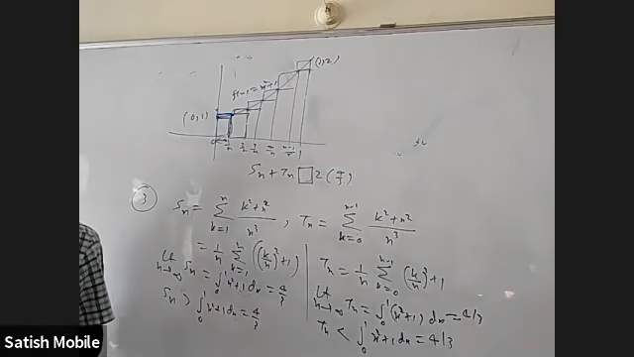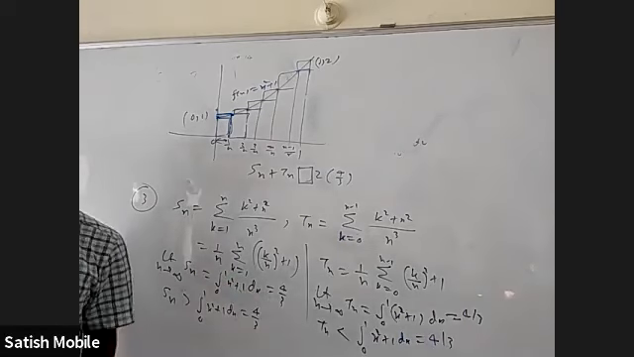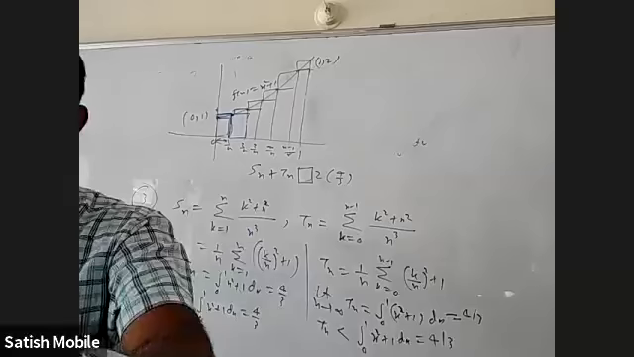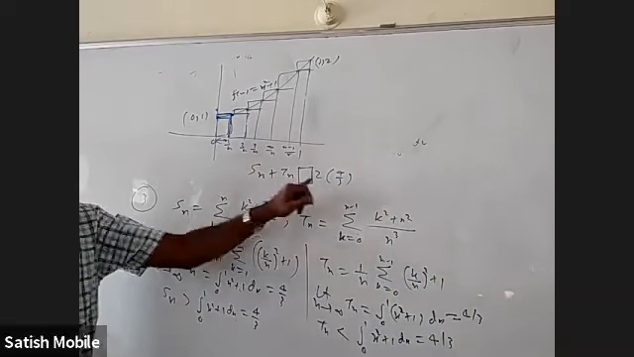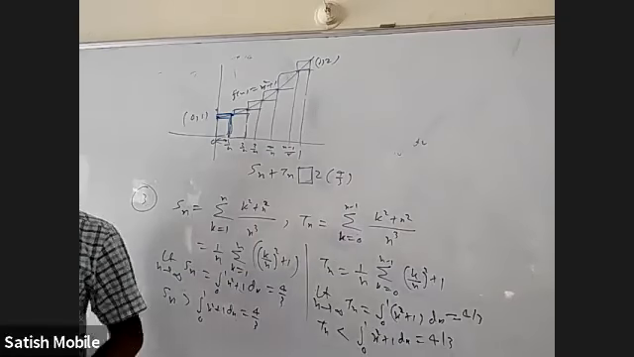If both are less than 4 by 3, the sum will be less than 4 by 3. If both are more than 4 by 3, the sum will be greater than 4 by 3. But here, one is less than and one is greater than, so the sum will be 2 times 4 by 3, more than that or less than that? I discussed something about this. Let us see if somebody remembers.